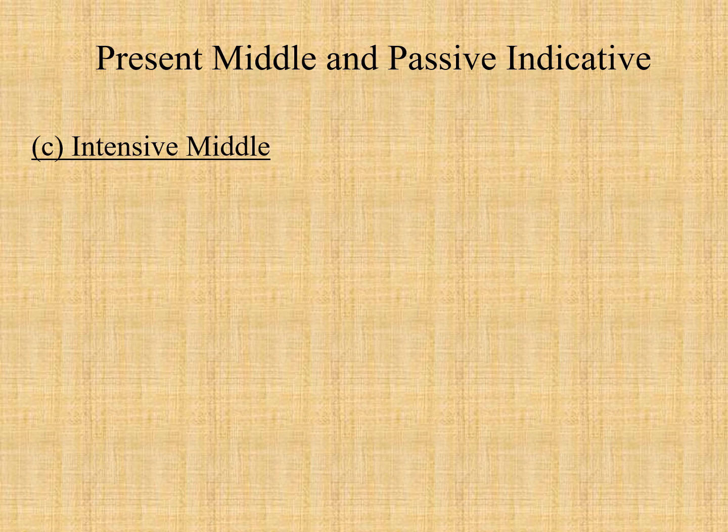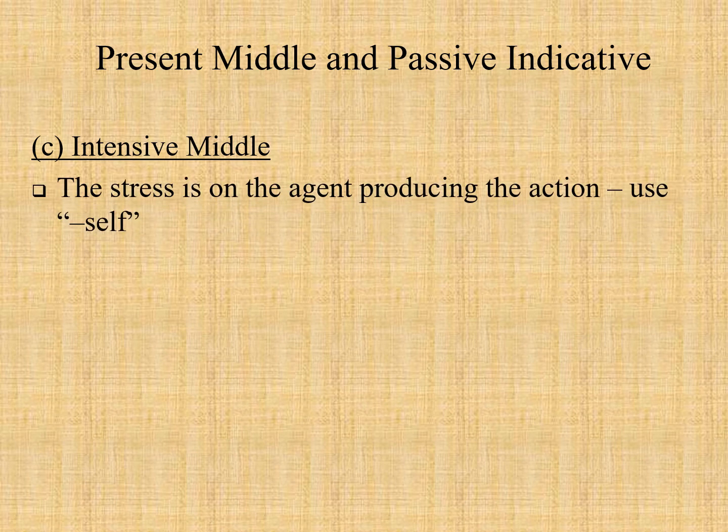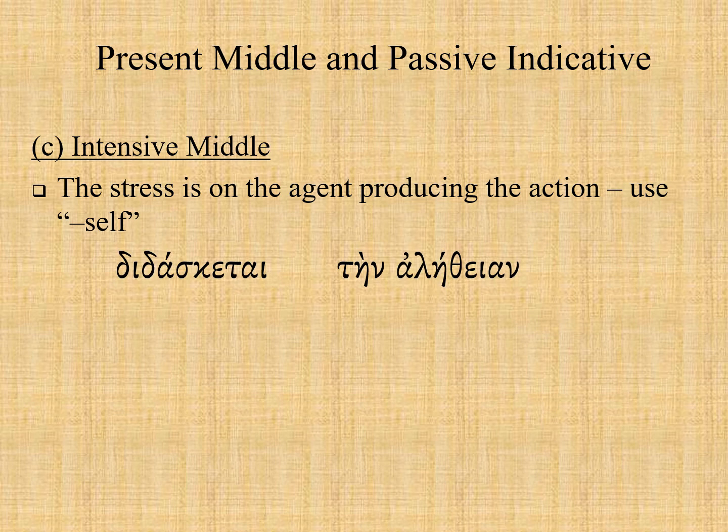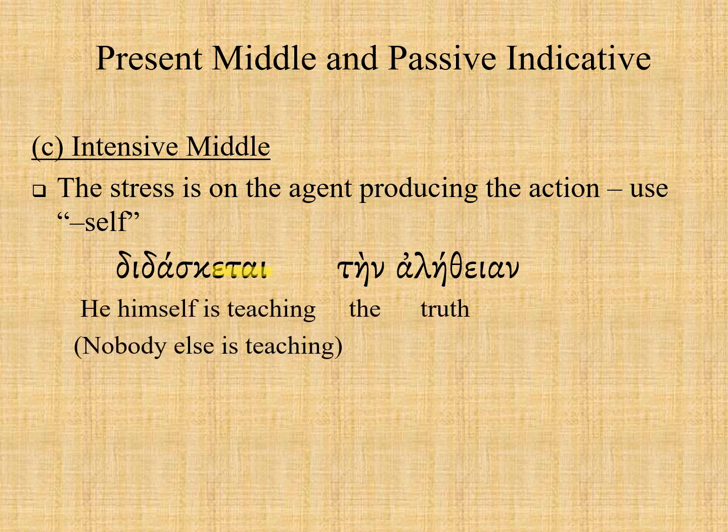Then we have what is known as intensive middle. The stress is on the agent producing the action. In other words, it would be stressing and emphasizing the one who is doing the action. Didasketai, notice the ending. Didasketai ten aletheian. He himself is teaching the truth. So it is emphasizing that it is he who teaches and nobody else. Of course, in this situation, it would be possible to use the regular present active, didasko ten aletheian, he is teaching the truth, but the middle would emphasize and make it intensive.